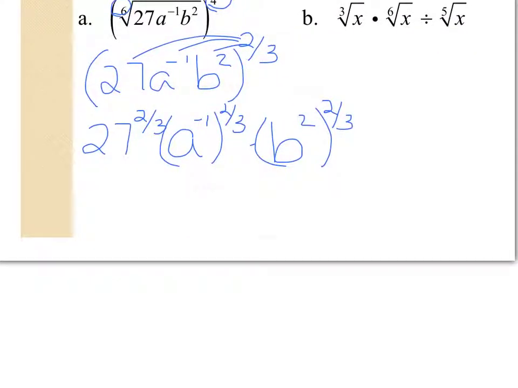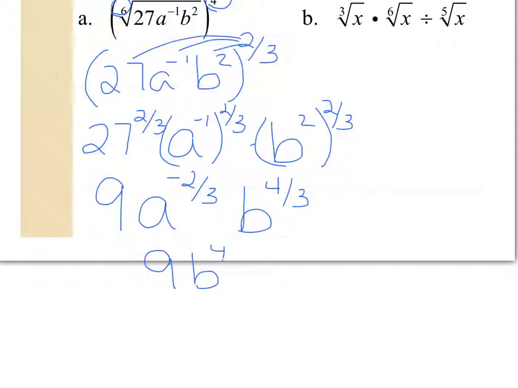Giving us a little bit more room, sorry. 27 to the 2/3, the cube root of 27 is 3, and 3 squared is 9. A to the negative 1 raised to the 2/3, when it's raised to a power, remember you're multiplying your powers. So that becomes a to the negative 2/3. The b becomes b to the 4/3. So if I want to write this without negative exponents, I'm going to write 9 b to the 4/3 over a to the 2/3, and then I'm done.